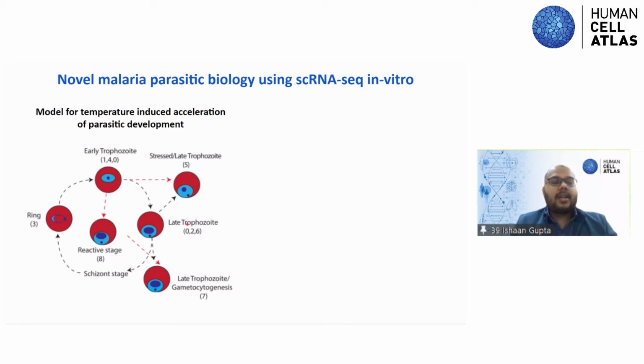What we suggest, what we find, is that in the case of infection, and in the case of temperature stress, parasites achieve what's called a reactive state that somehow can evade the immune system, but also feed more into the gametocytogenesis pathway and can enhance the parasitemia. Now imagine this is happening over 24 hours. Every time you get a fever, this thing is pushed forward and more parasites are moving towards gametocytogenesis faster. There's also another state called the stress trophozoite state, which I haven't talked about, which are spurious states.